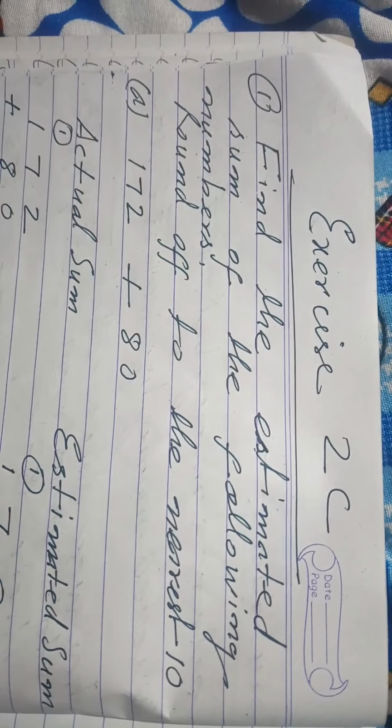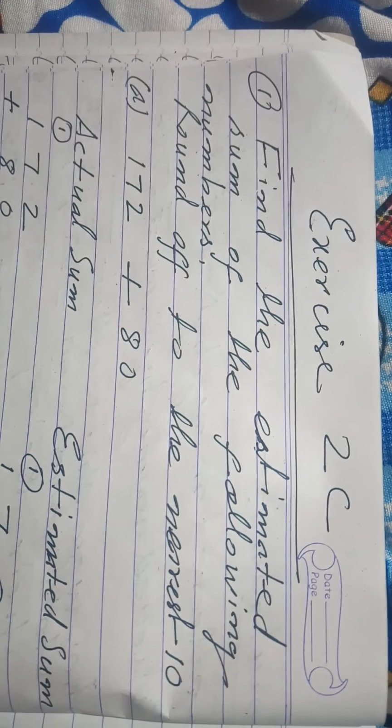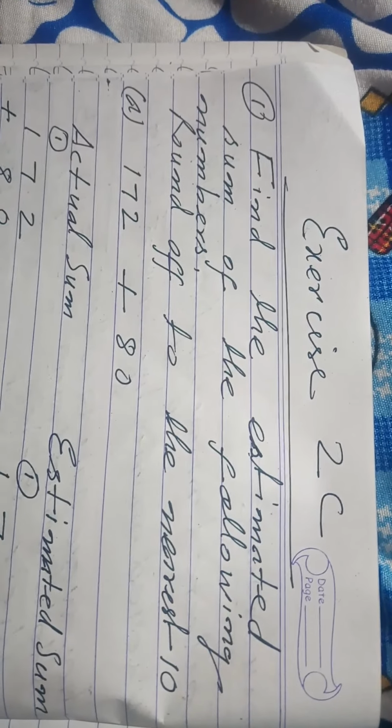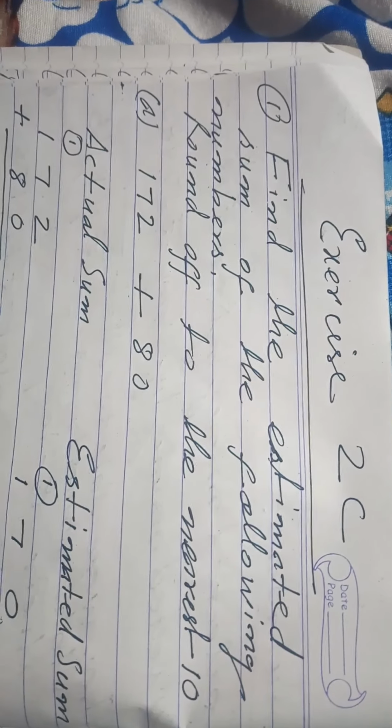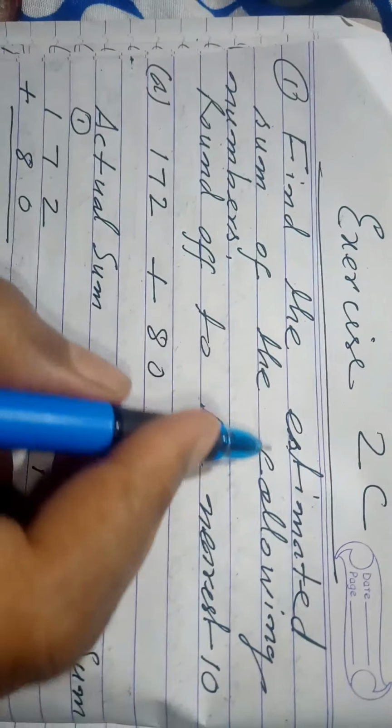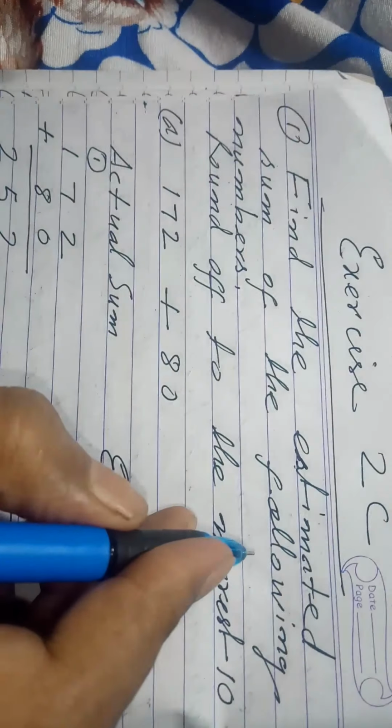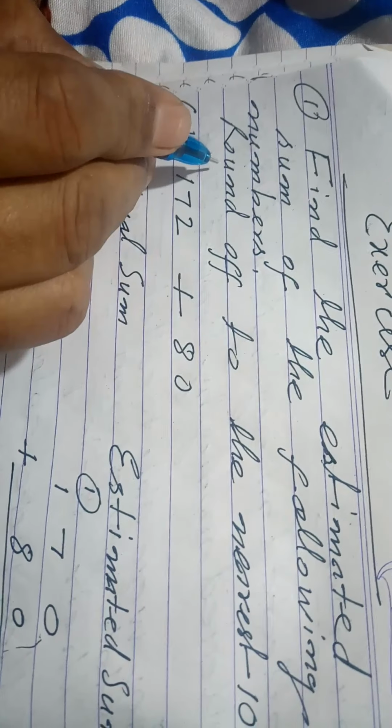In the previous video, we finished exercise 2B. Today I am going to start exercise 2C. Question number 1: Find the estimated sum of the following numbers. Round off to the nearest 10. Part A of question 1: 172 plus 80.